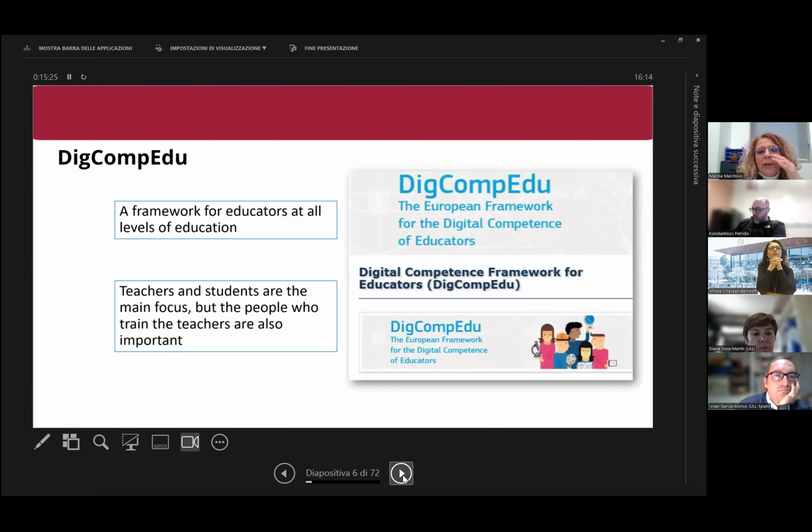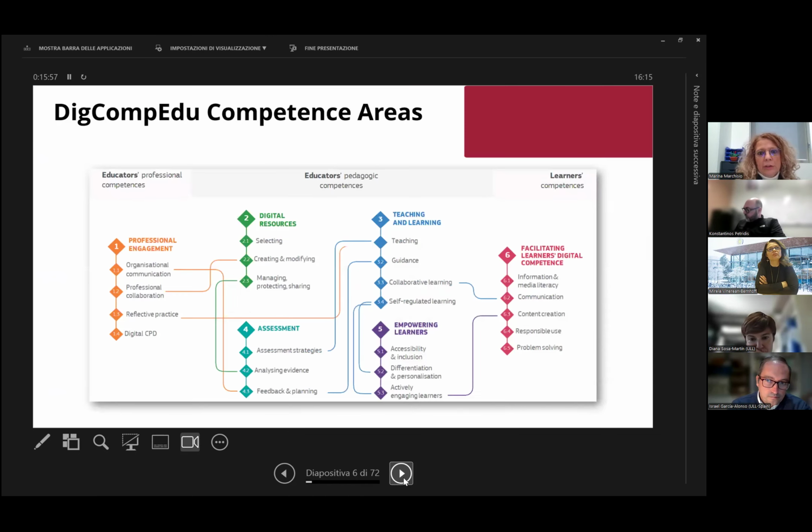The first document is a framework for educators at all levels of education. Teachers and students are the main focus of this document, and in particular there is a lot of attention on people who train teachers, in order to allow them to develop digital skills that they can then use in their teaching. You can see the main competence areas: professional engagement, digital resources, assessment, teaching and learning, empowering learners, facilitating learners' digital competences. And we can see later that inside a digital learning environment, we can develop all these areas.